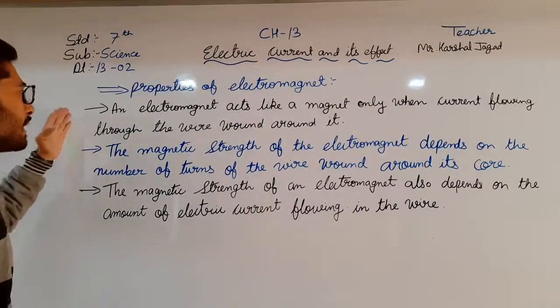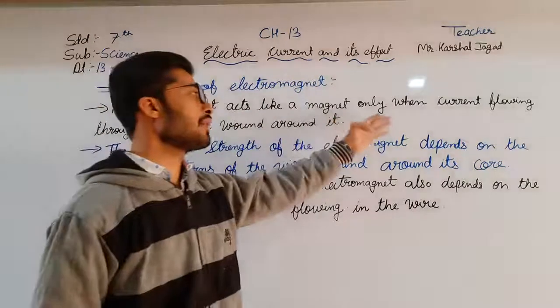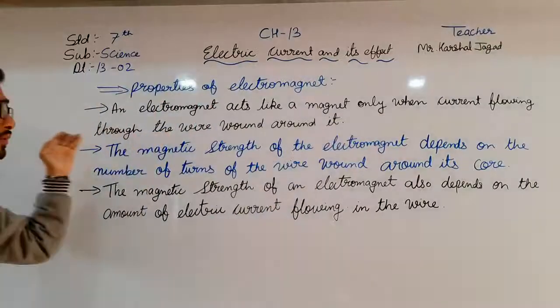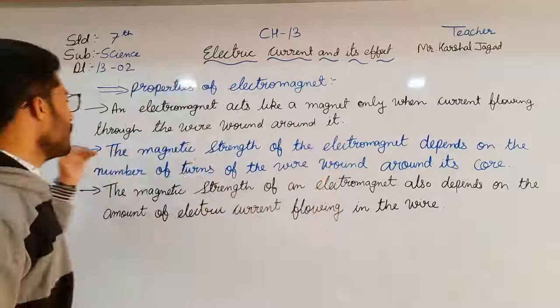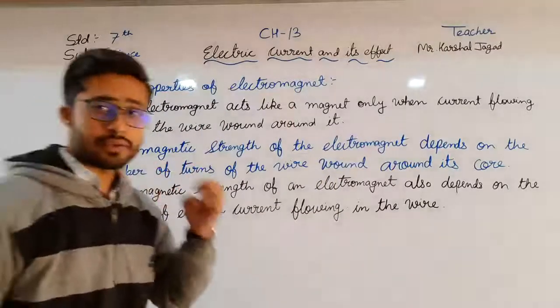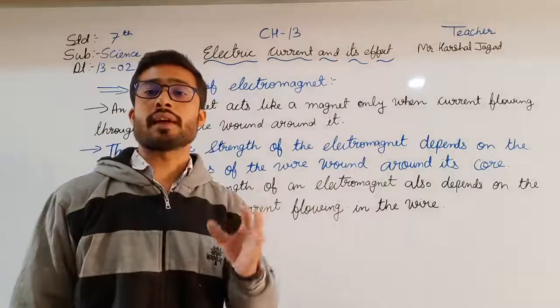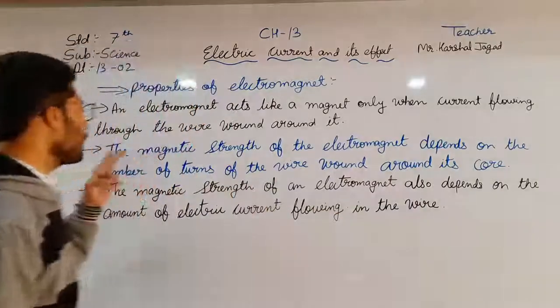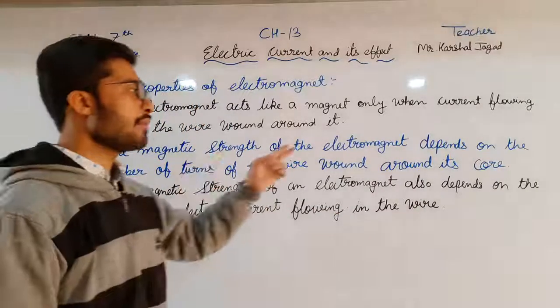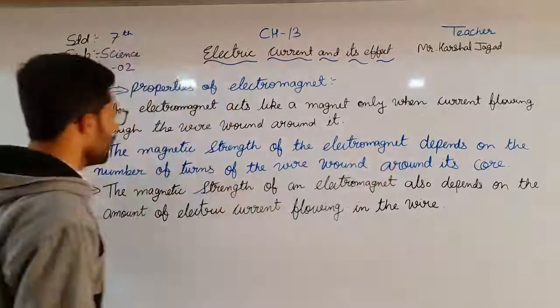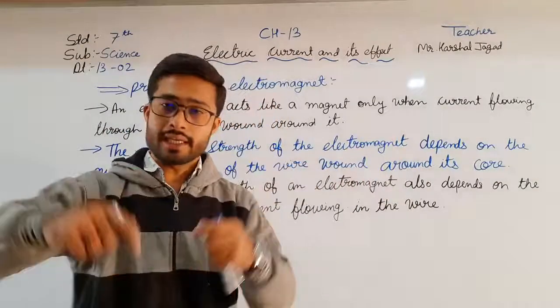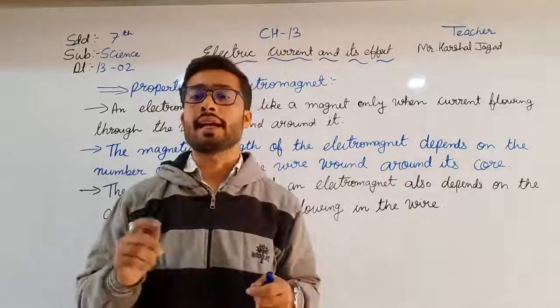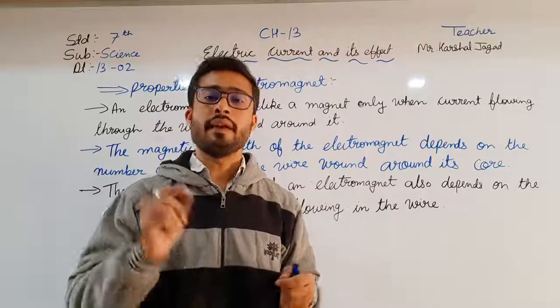First property: an electromagnet acts like a magnet only when current is flowing through the wire wound around it. When the current is stopped, it will not work as a magnet. Second: the magnetic strength of an electromagnet depends on the number of turns of the wire wound around its core. That means the more times the wire is wound, the greater the magnetic strength.